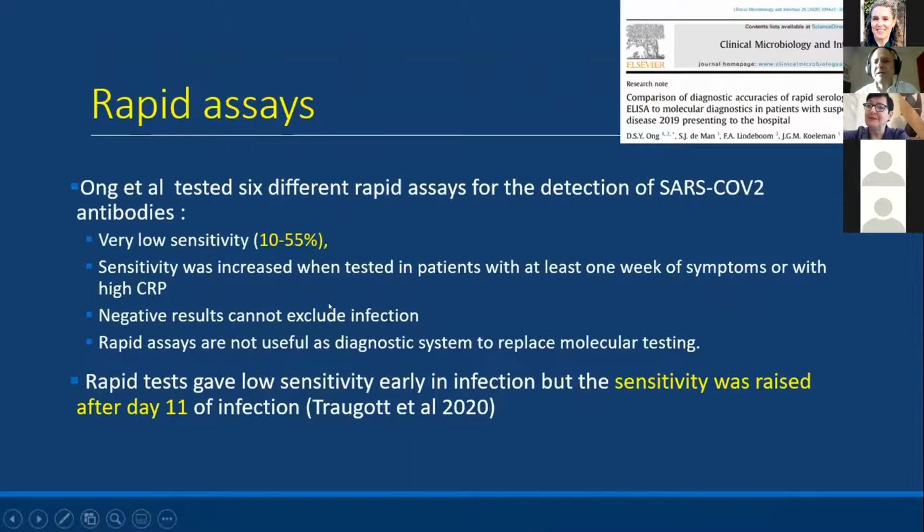What about rapid assays? Rapid assays in general suffer from lower sensitivity. And in this paper, people found that the sensitivity of rapid assays is between 10 to 55%. That increased after 11 or more days post symptoms. And this puts a big question mark about rapid assays.